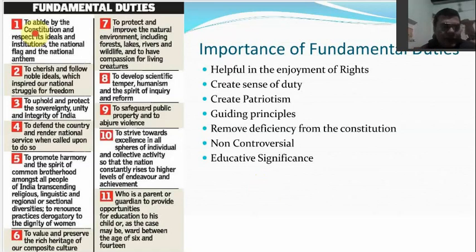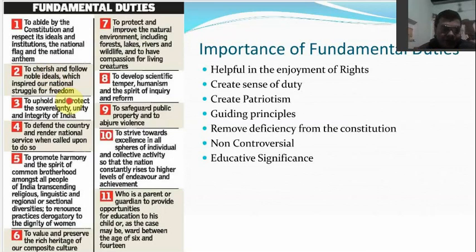Now let's start. First of all, to abide by the constitution and respect its ideals and institutions, the national flag and the national anthem. Everybody knows this, right? When the national anthem is playing, you're supposed to stand up and give full respect. You have to respect your national flag. The same things are written here. You have to abide by the constitution. If the constitution says something, you cannot deny it. Its ideals and institutions, you have to respect the institutions. Like there is parliament, you have to respect the parliament. You cannot just do anything about the parliament or say something derogatory.